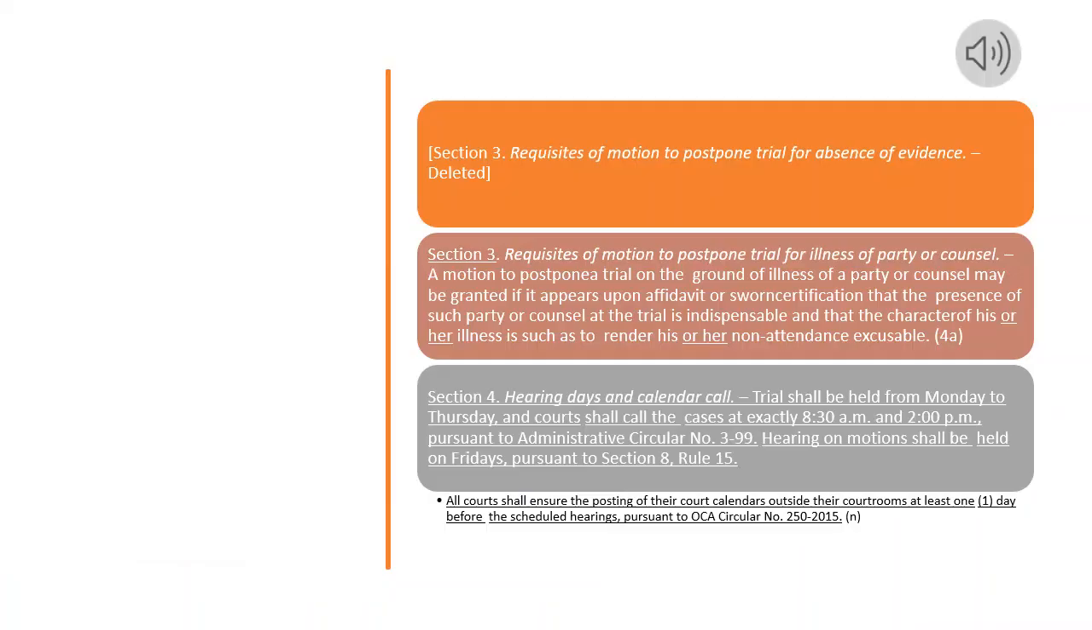Section 3. Requisites of motion to postpone trial for absence of evidence. Deleted. Section 3. Requisites of motion to postpone trial for illness of party or counsel. A motion to postpone a trial on the ground of illness of a party or counsel may be granted if it appears upon affidavit or sworn certification that the presence of such party or counsel at the trial is indispensable and that the character of his or her illness is such as to render his or her non-attendance excusable.